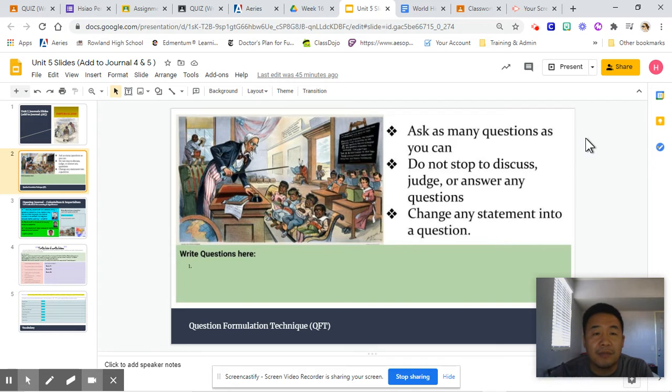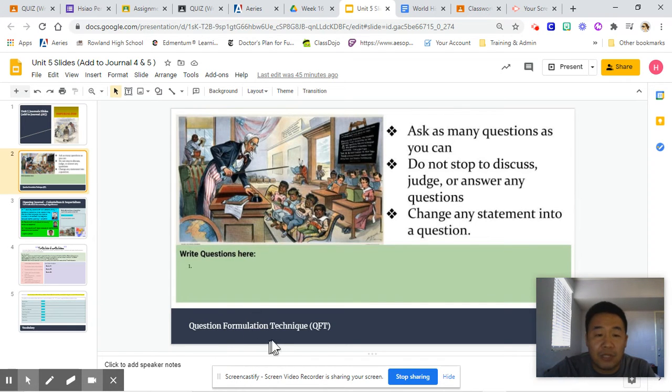Then you get into what's going on in this picture and change any statement. So you could say there's a blackboard at the back of the room. Okay, you might want to change that statement to something like, "What kind of writing is on that blackboard in the back of the room?" Or "Is that a blackboard in the back of the room?" So you want to change any statement into a question. So you start thinking about these in more of a dialogue, and then you are able to get more out of this picture. So really look at the picture and ask as many questions as you can.